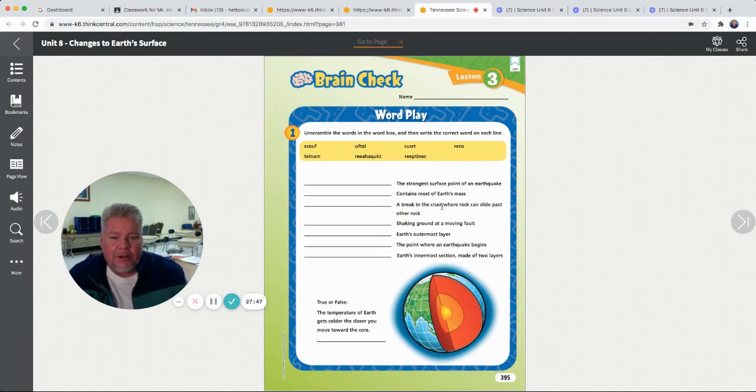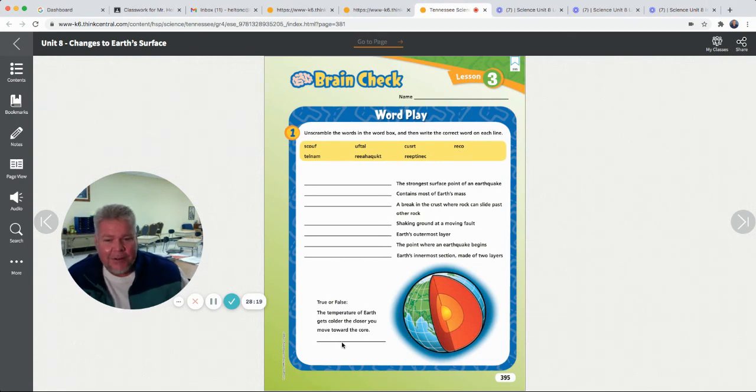A break in the crust where rock can slide past other rock. That's a fault. Shaking ground in a moving fault would be an earthquake. Earth's outermost layer, that's the crust. The point where an earthquake begins, that's its epicenter. And Earth's innermost section, made of two layers, that's the core. You're going to have an assignment today. You'll have these, and you've got to match the right words. So I just told you the answer, so that should be easy.